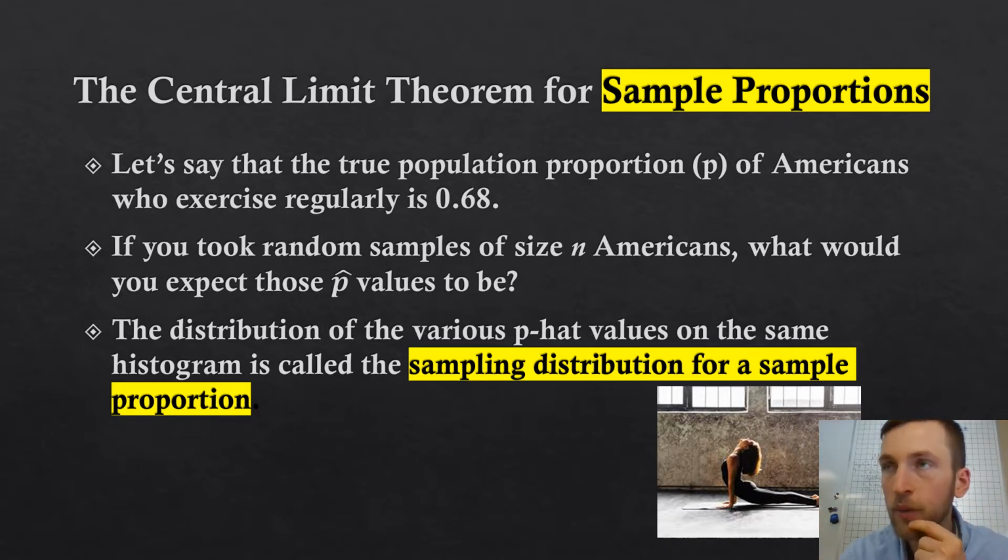You'd probably think, well, they're going to be around 68%, but they're probably not going to be exactly 68%. Maybe 65 for one of them, maybe 72 for the next, maybe a couple are actually 68, but it's not likely that every single one of them is going to be exactly 68. But once we take each individual sample and the proportion, or the p hat, from that sample and put them on their own distribution, this is what we refer to as a sampling distribution for a sample proportion.